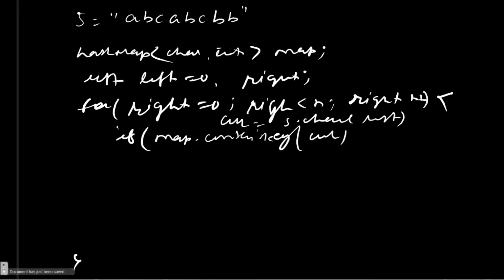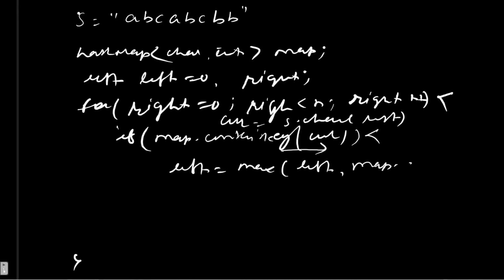Whenever we find that our current character is already present in the hash map, we have to update our left index. Left is going to be equal to the maximum among the left, that is already there, and the index of our current character, map dot get cur, plus 1. Let's say we are here, left is here, and right is here.